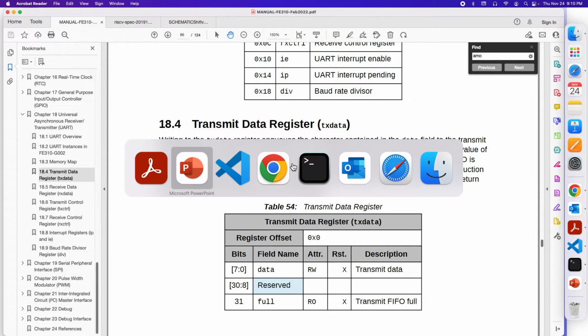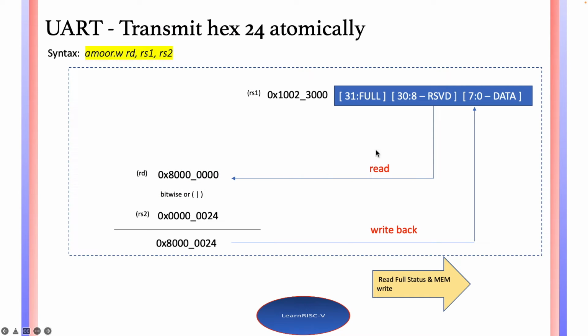Okay, so going back, the read can only have two values: either all zeros, or 8 followed by all zeros, where the MSB is 1. That means that either the FIFO is full or there is space. That's it. So that value can be read, and then it's a bitwise OR, so whatever data we have to transmit gets into the last 8 bits, and then it's written back.